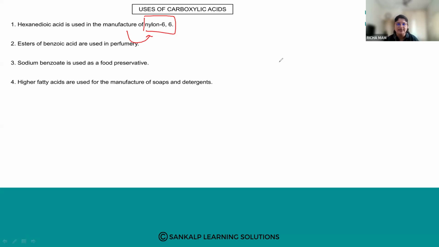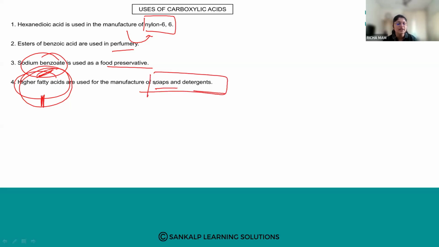Then esters of benzoic acid are used in perfumes, that is, for perfume preparation. Then sodium benzoate is used as a food preservative, so for preservation of food we use sodium benzoate. Then higher fatty acids are used in the manufacture of soaps and detergents. Higher fatty acid means the carbon chain is longer, and these fatty acids are used in the soaps and detergents which we use.